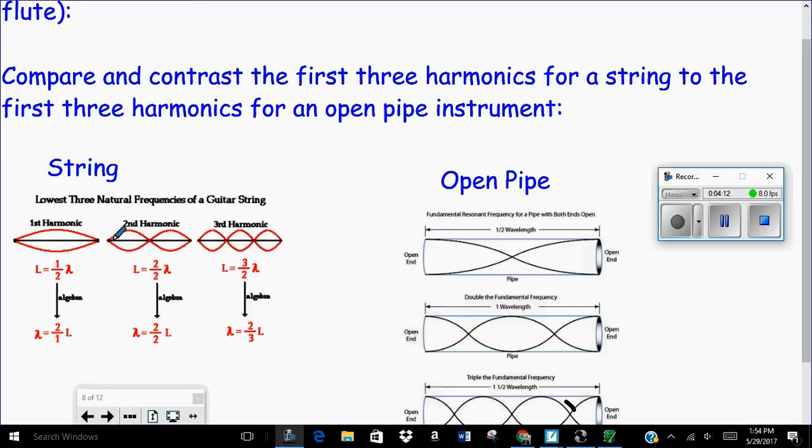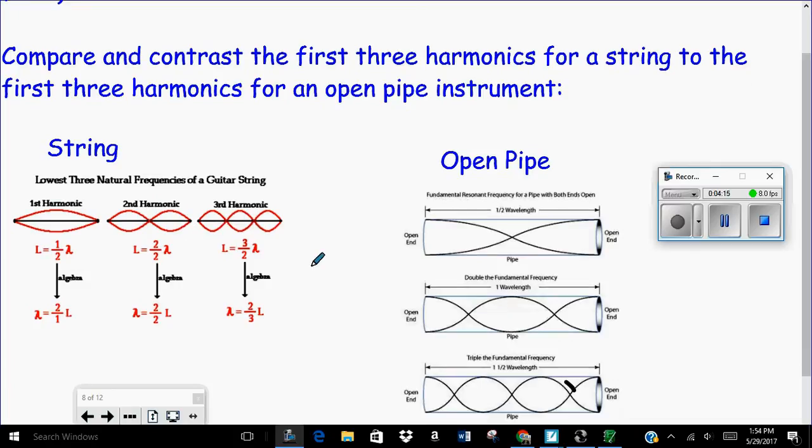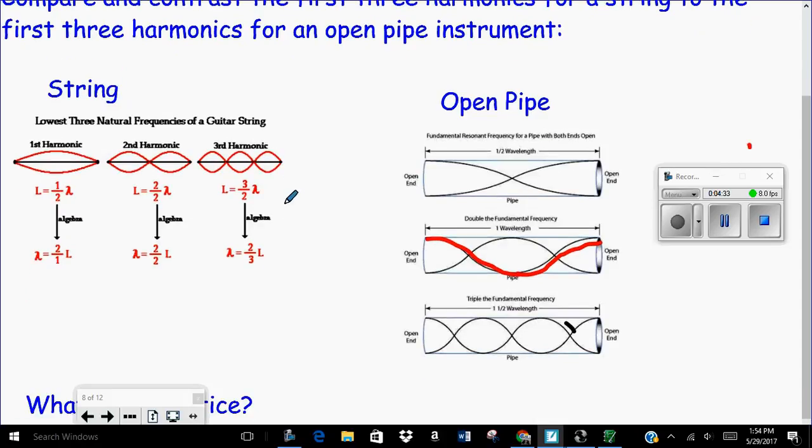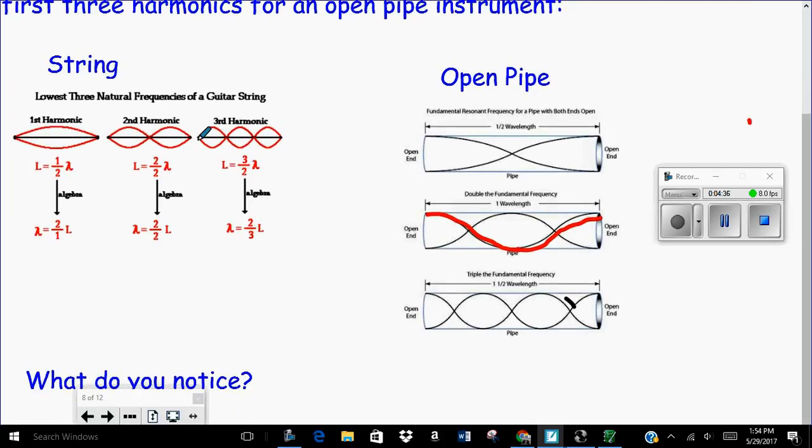On the second harmonic, you've got one full wavelength. And on an open pipe, you also have one full wavelength. It's just in half wavelength increments. Here's half a wavelength, and here's the other half. So it's still one wavelength long, just opposite of the stringed instrument. And for the third harmonic, you've got 1.5 wavelengths. And here you've got 3/4 plus 3/4 makes 1.5 wavelengths.